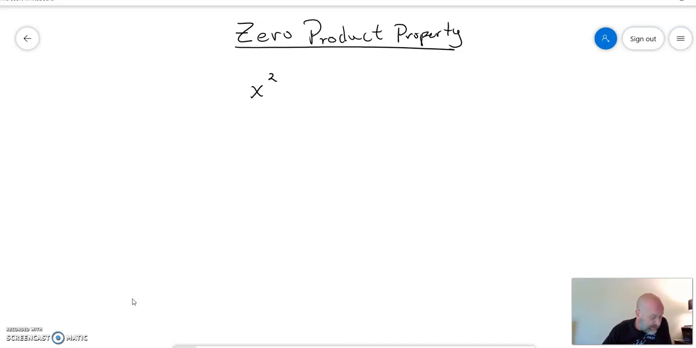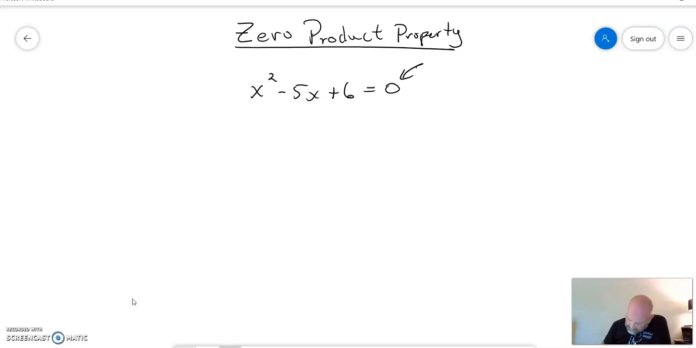x squared minus 5x plus 6 equals 0. Now you notice I don't have any multiplied quantities here. I don't have this broken down so that it's two things multiplied by each other. So what I have to do is create that. As long as I have the 0 on one side here, I'm good. So what I'm going to do is factor this thing.